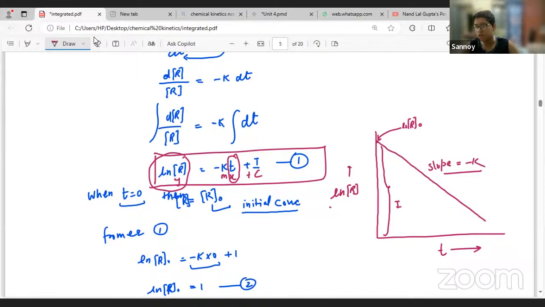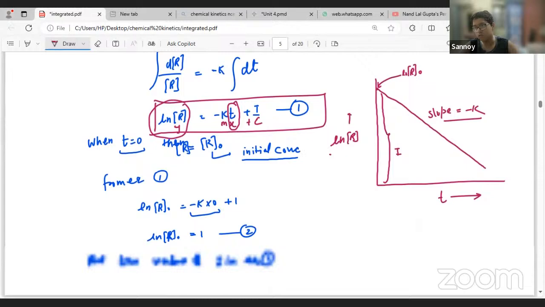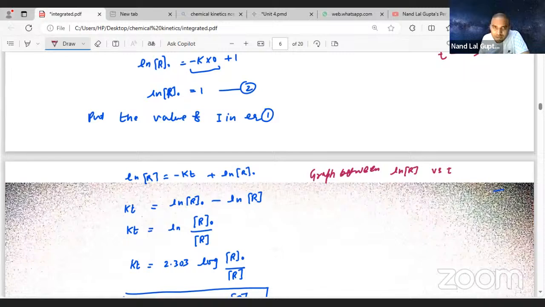Now, next one is log R0 by R versus t. Another graph we have to understand, log R0 by R versus t. So, for the graph between these, I am erasing this one.